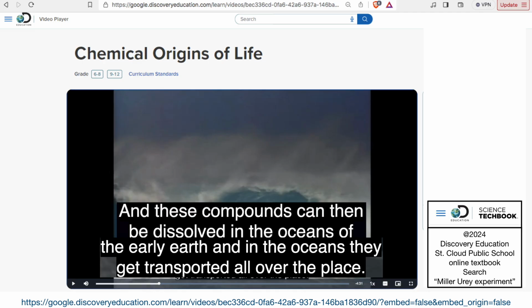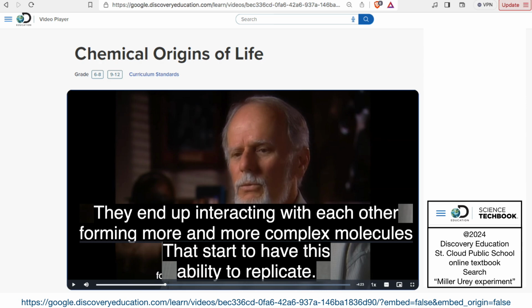And it says these components can then be dissolved in the oceans of the early Earth, and in the oceans they get transported all over the place. They end up interacting with each other, forming more and more complex molecules that start to have this ability to replicate. So they're saying unequivocally that life started in water. You just bounce them around, slosh together for billions of years, and you get life.